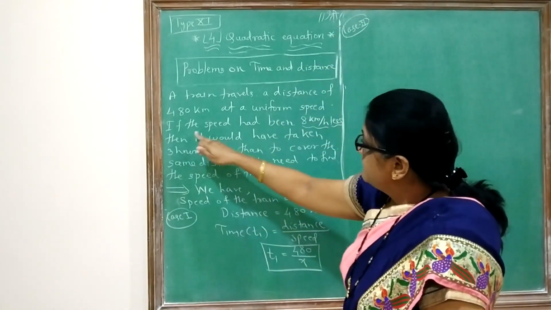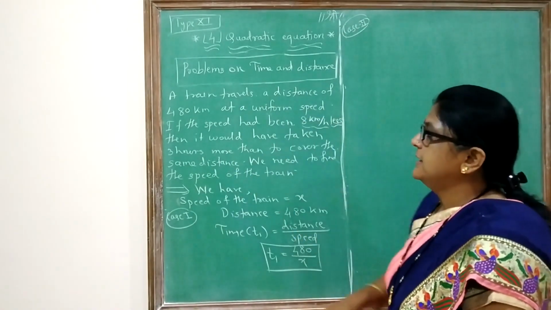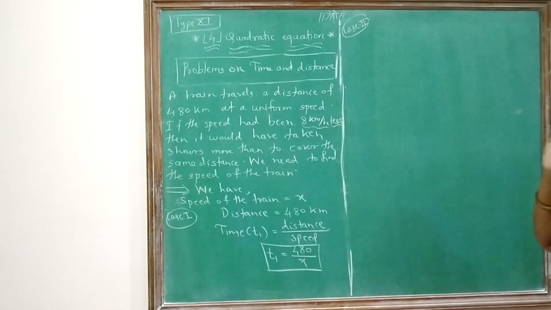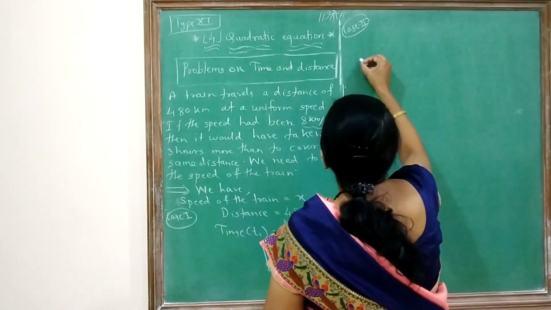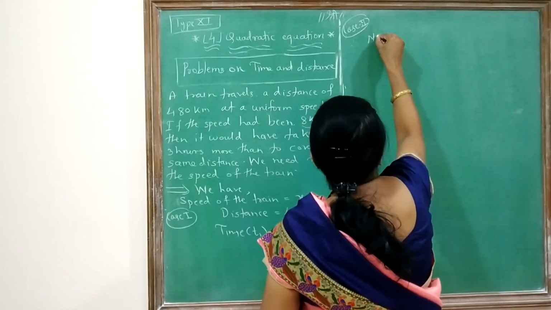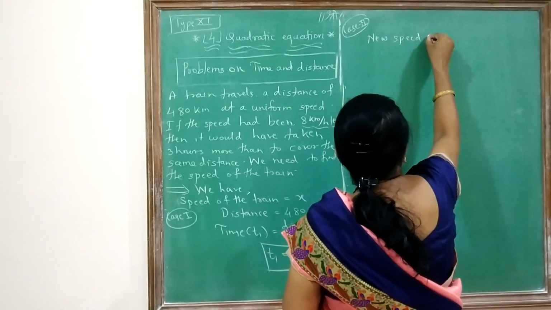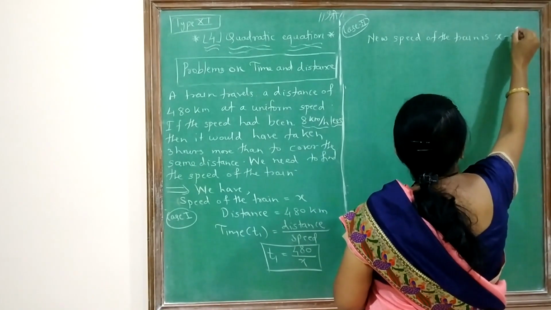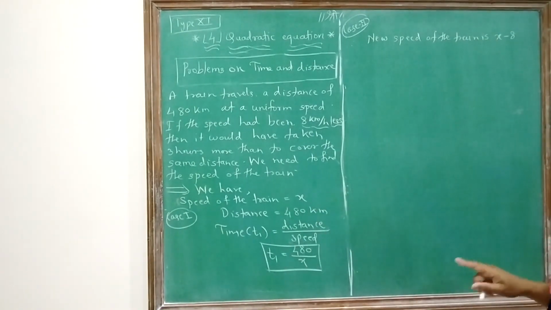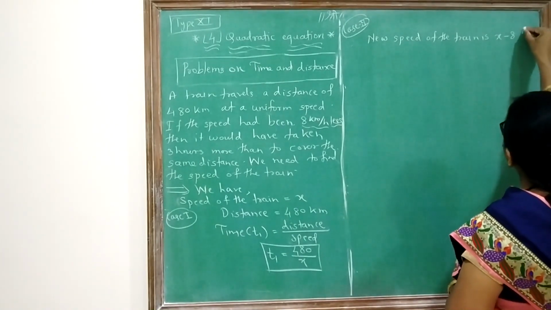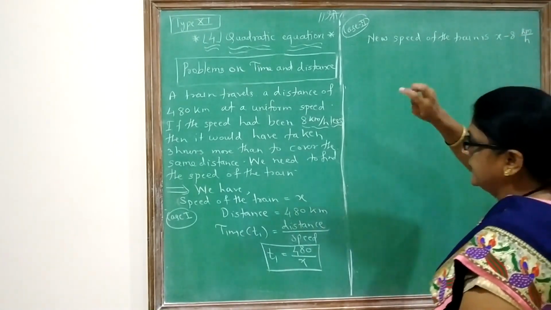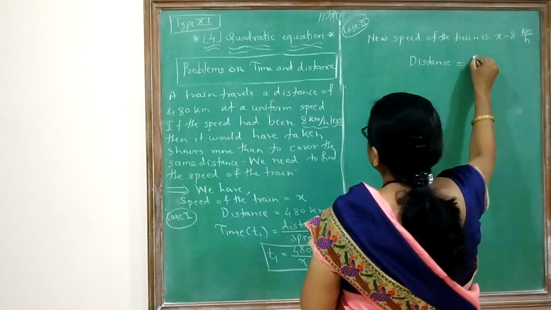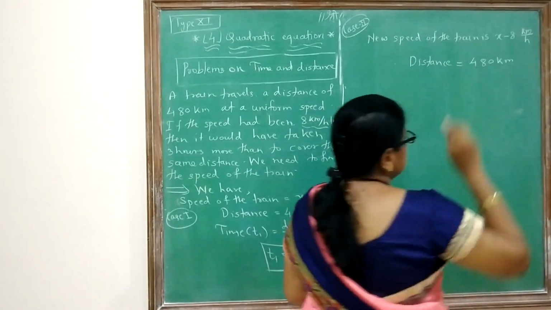Read the sentence. If the speed had been 8 kilometers per hour less, then it would have taken 3 hours more to cover the same distance. 8 kilometers per hour less means the new speed of the train is x minus 8. And here the distance will be the same, that is 480 kilometers.